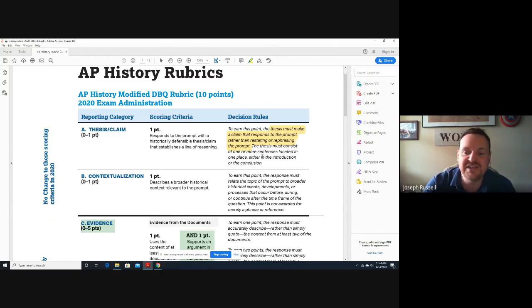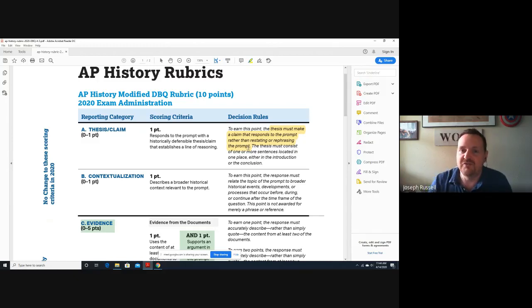Now, you'll notice that the next thing here is the thesis consists of one or more sentences located in one place, either in the introduction or the conclusion. I have always felt that this is misleading on the part of the College Board, and I'm going to tell you right now that your thesis needs to be in the introduction to your essay. Very few people are good enough writers to hook somebody from the beginning and keep them reading and then have the thesis at the end of an essay, right?